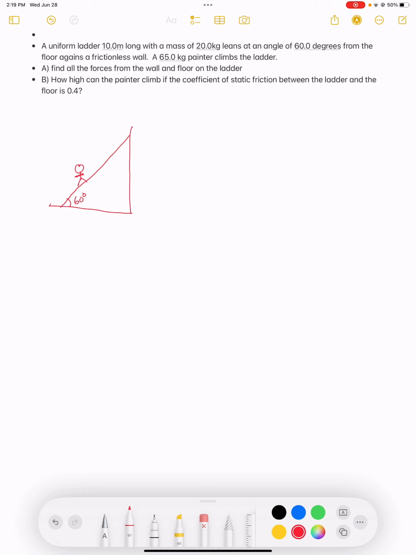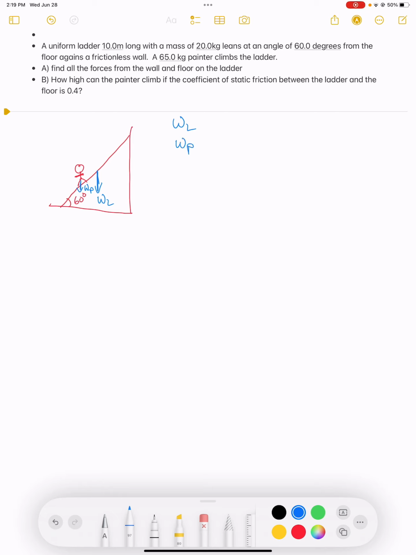Okay, so let's first draw on all our forces. So what forces do we have? The ladder has a weight, which is its mass times g downwards. The painter has a weight, which is his mass times g downwards. Okay, so I've got the weight of the ladder. I've got the weight of the painter.